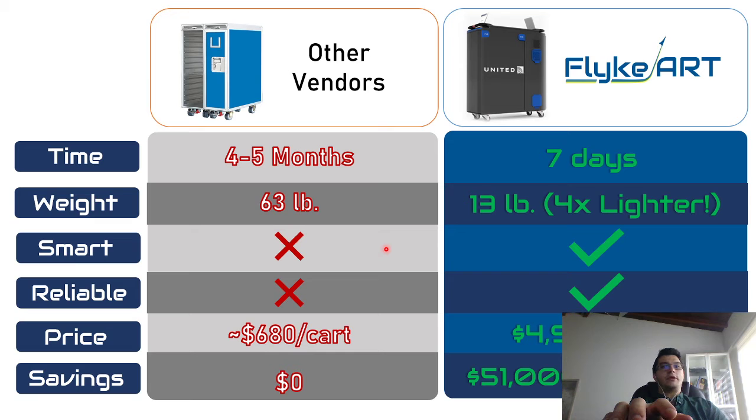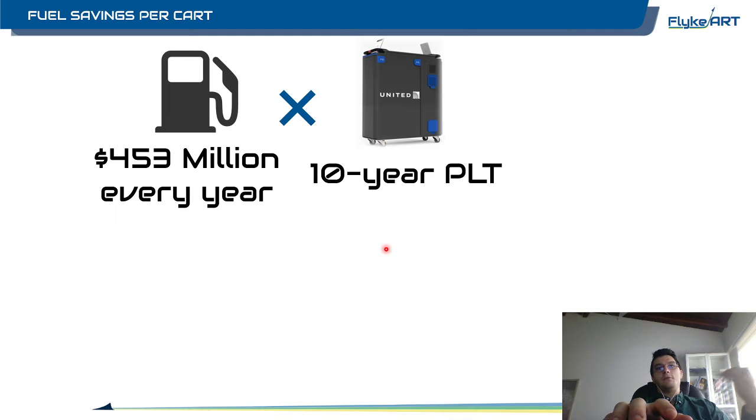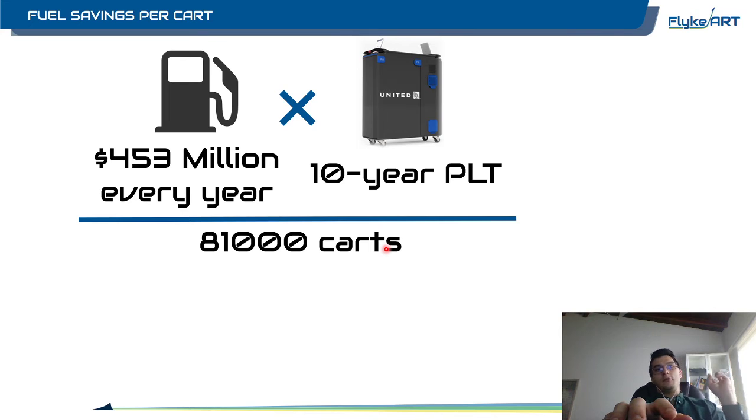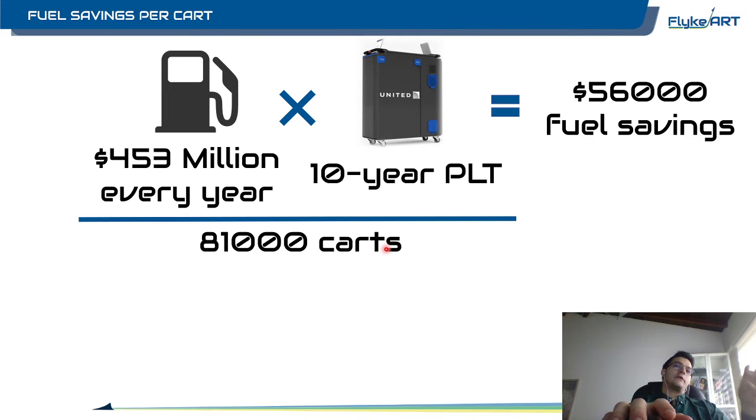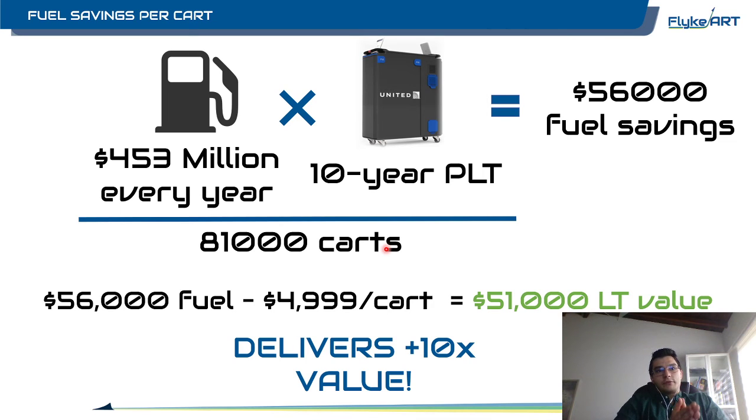Our carts would actually save the airline $51,000 per cart over the entire lifetime of the product. So if we take into account this $453 million that we would save the airline, and then we multiply that over a 10-year product lifetime, assuming that the carts will last for 10 years, and then we divide by the approximate number of carts that the airline has, we would save $56,000. And then if we just discount the price of the cart, every single cart would give the airline $51,000 in long-term value. And so this means that our carts would actually deliver 10 times the value for the price, or more than 10 times the value for the price per cart.